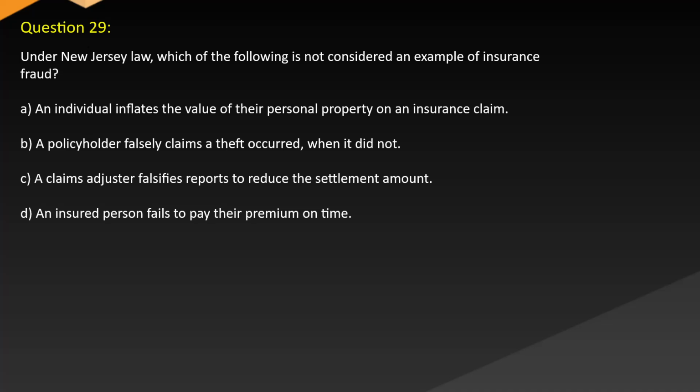Question 29. Under New Jersey law, which of the following is not considered an example of insurance fraud? A. An individual inflates the value of their personal property on an insurance claim. B. A policyholder falsely claims a theft occurred when it did not. C. A claims adjuster falsifies reports to reduce the settlement amount. D. An insured person fails to pay their premium on time.